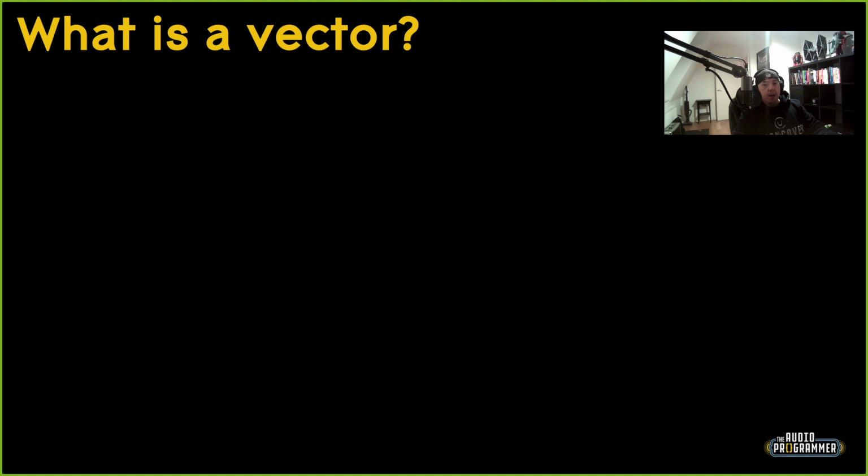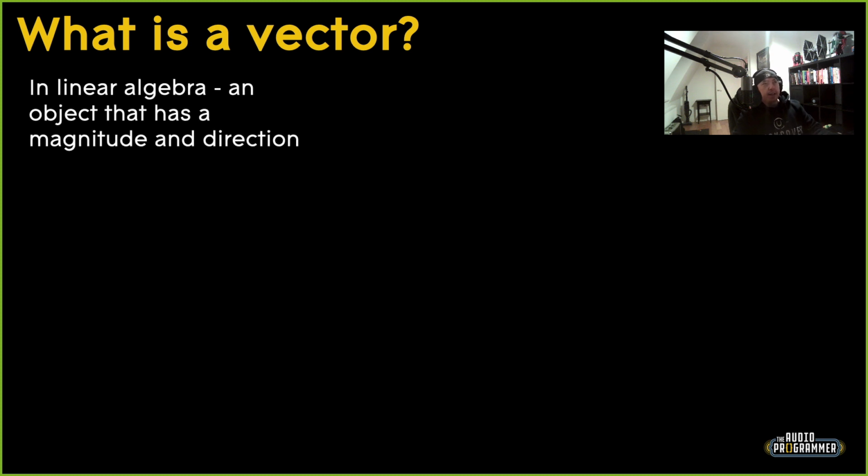If you were to ask a mathematician what a vector is, they would probably say it's an object that has a magnitude and direction. That is what is very commonly referred to as a vector, and you hear about this in graphics programming and math when you're talking about calculus. But that is not what we're talking about today. This is a different type of vector.